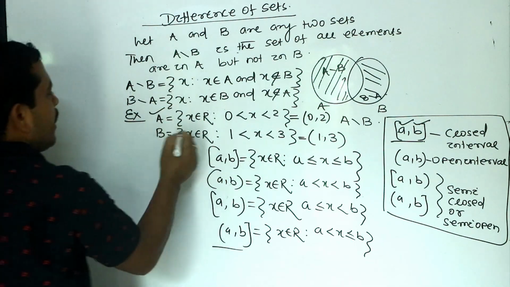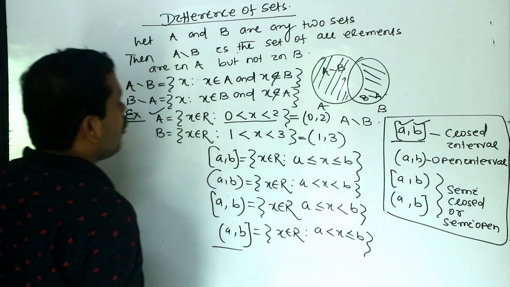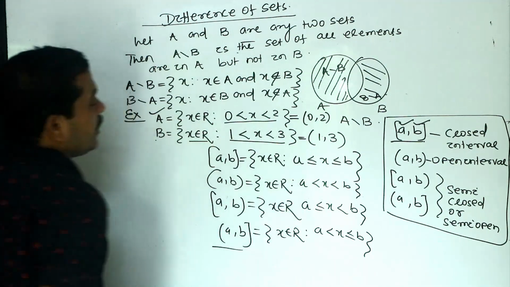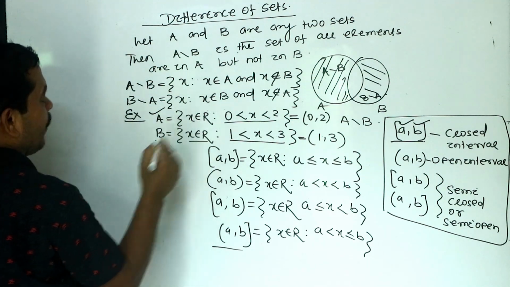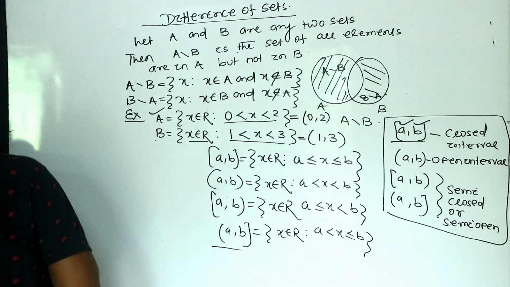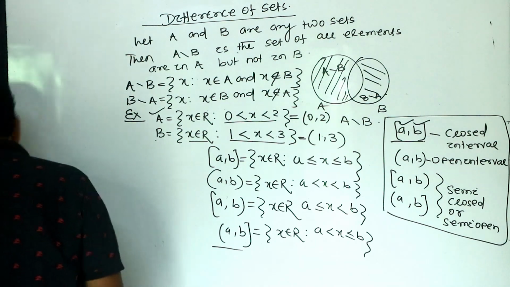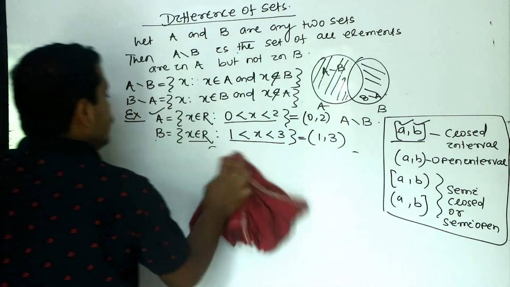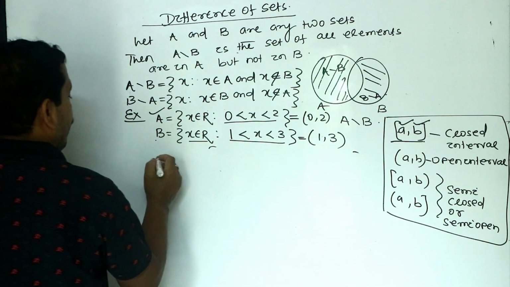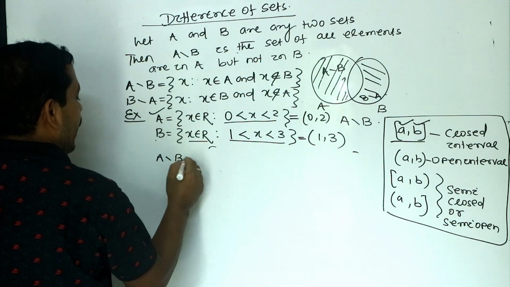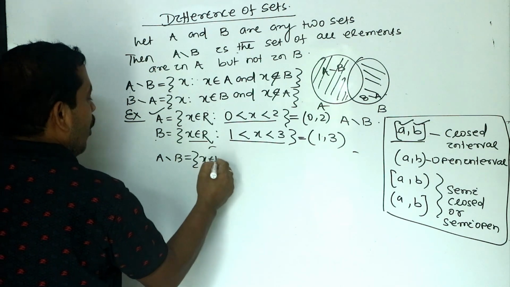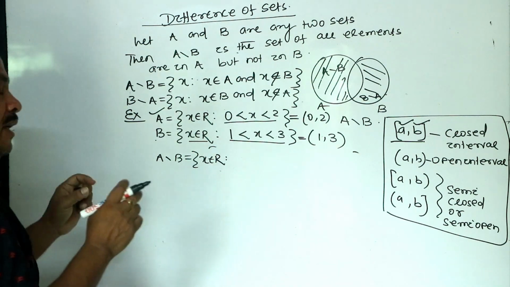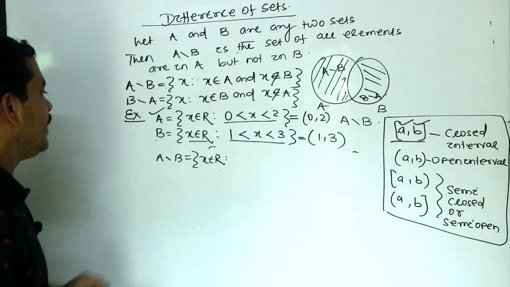Here A is all the real numbers between 0 and 2 and B is the real numbers between 1 and 3. We have to find the difference A difference B. How can we find A difference B? A difference B means all the real numbers in A but not in B.